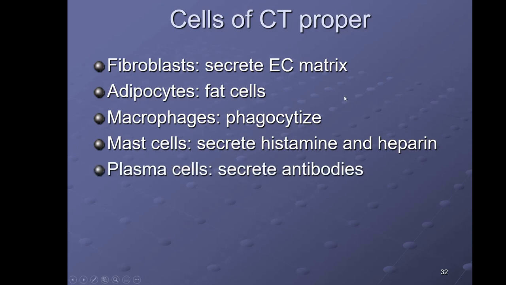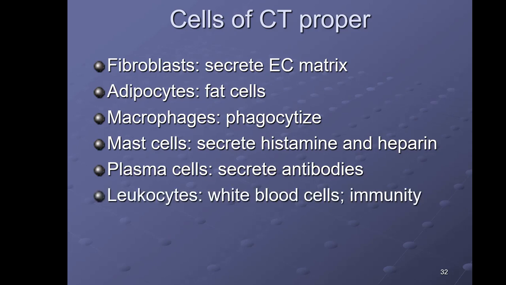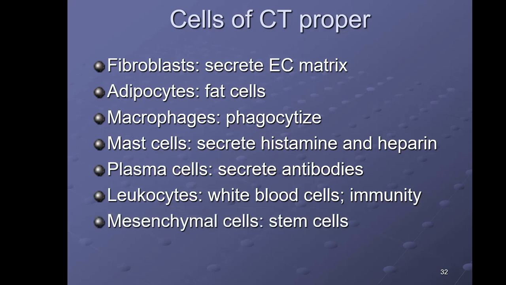Plasma cells are another cell you might see in connective tissue. They secrete antibodies, which are good things, fight off bad things that could get into the body. Leukocytes, which are white blood cells, play a huge role in immunity, in your immune system. Mesenchymal cells are the stem cells that we already discussed.